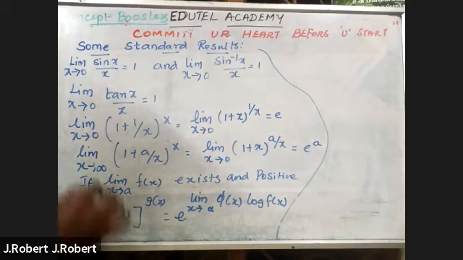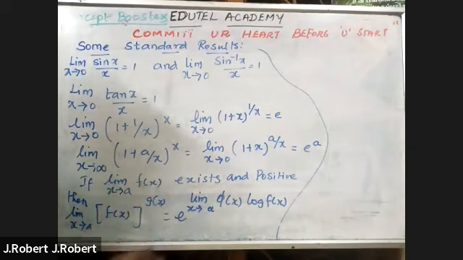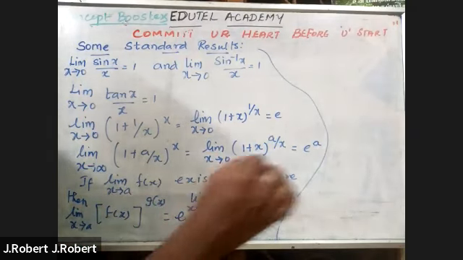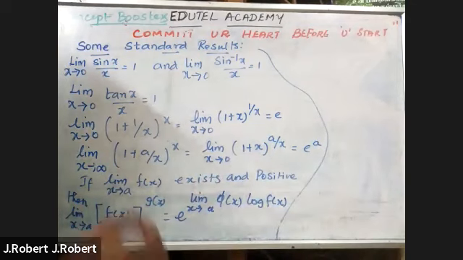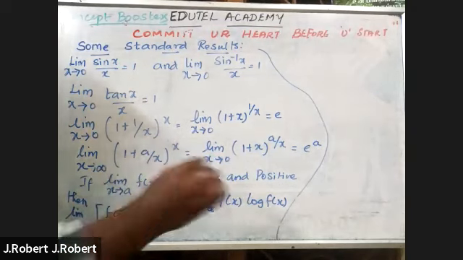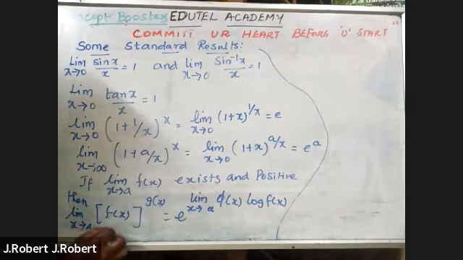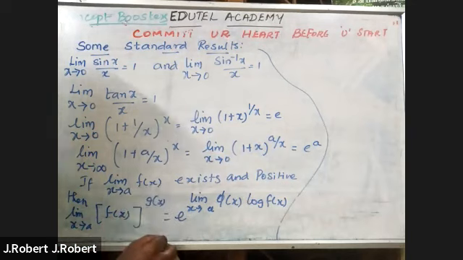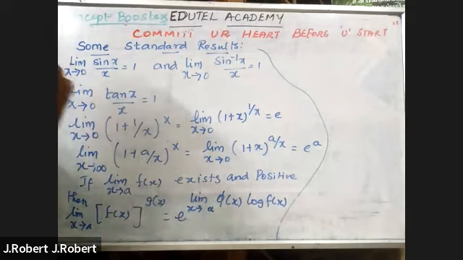The next limit: if x tends to a, f of x exists and is positive. I told you what exists means. Exist means the left hand limit and right hand limit are equal, and that is equal to a finite value. Then only the limit exists. Yesterday in class I explained this in detail. Okay, if it exists, I can write limit x tends to a, f of x power g of x is equal to e power limit x tends to a, g of x into log f of x. Please take down.